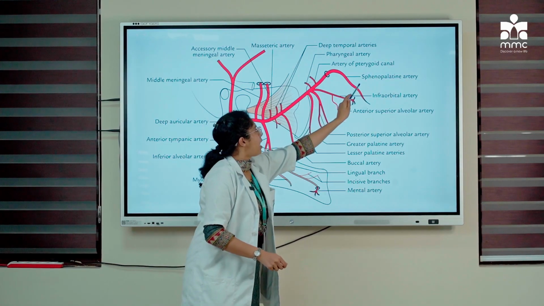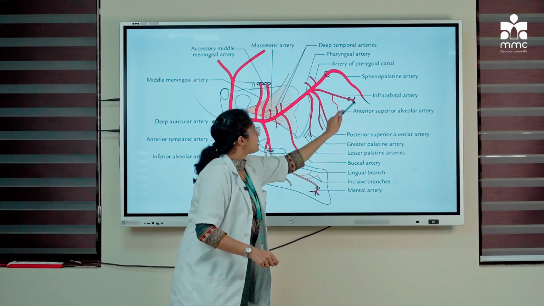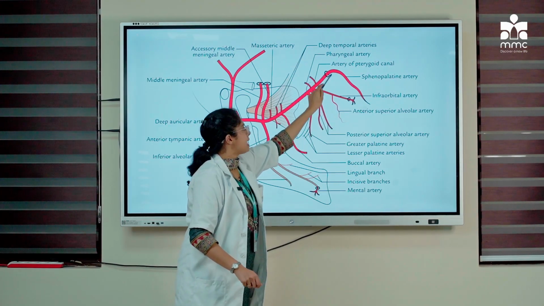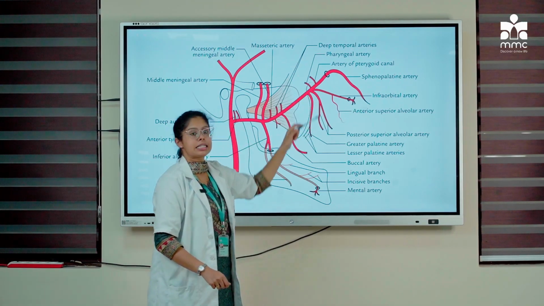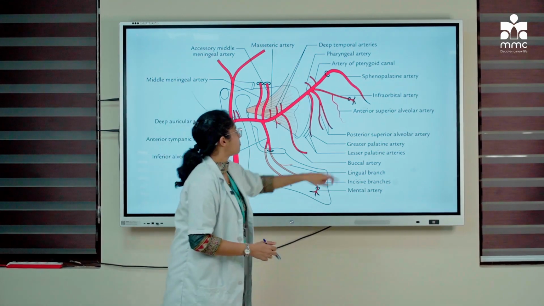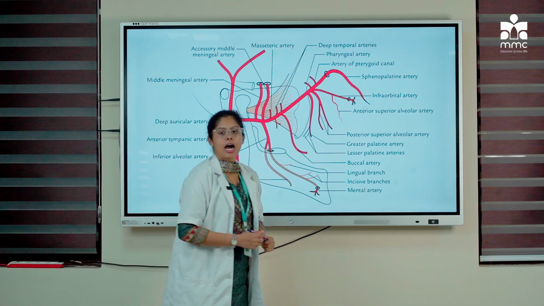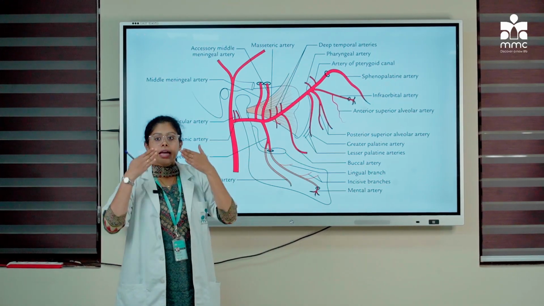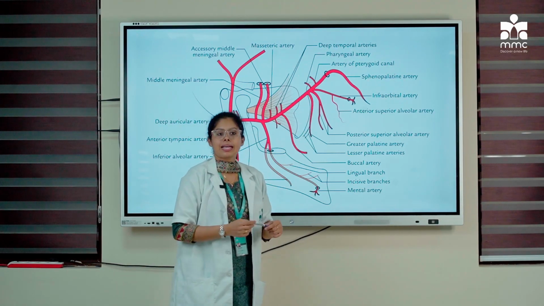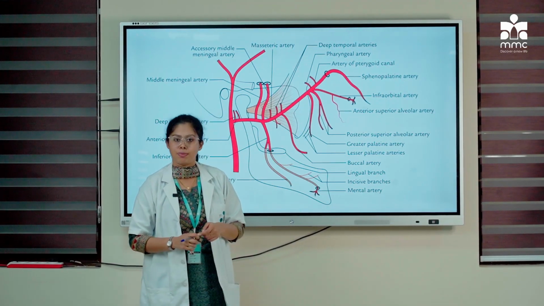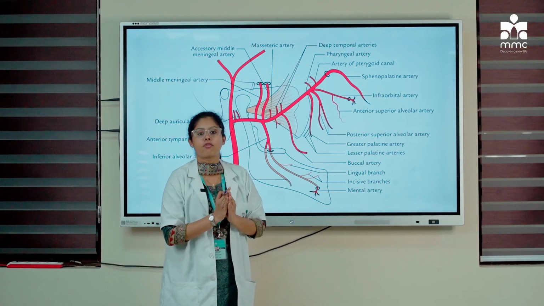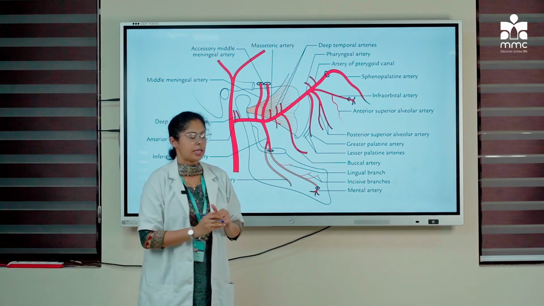The sphenopalatine artery, as you can see in this figure, is the continuation of the maxillary artery. You can also say the sphenopalatine artery is the terminating point of the maxillary artery. Okay. This sphenopalatine artery will reach the anteroinferior part of the nasal septum to form a plexus called Kesselbach's plexus or Little's area. It is a common site for nasal bleeding.